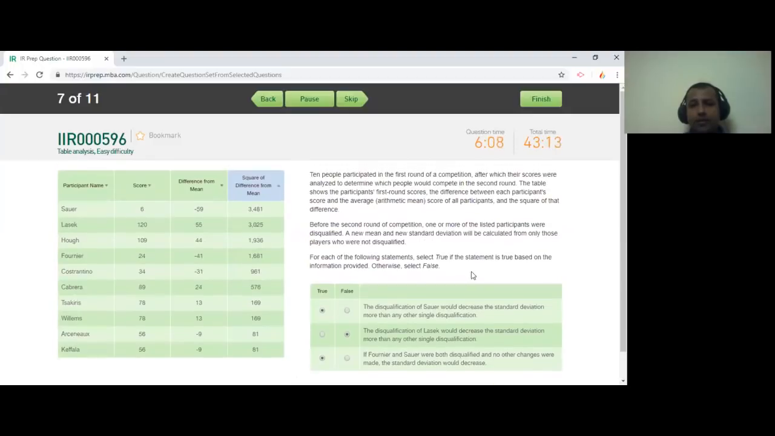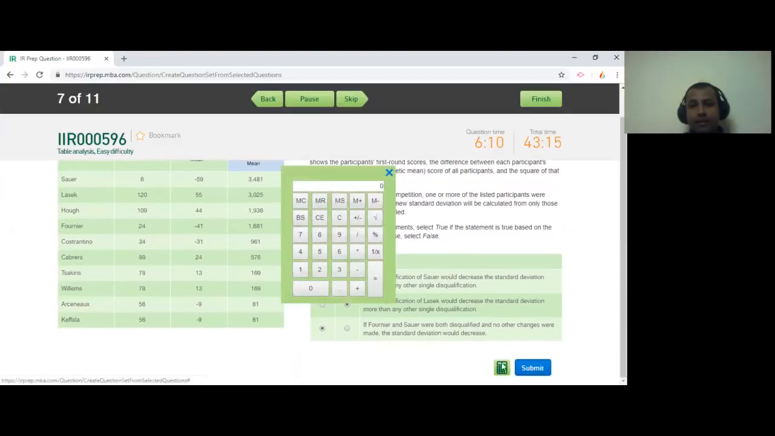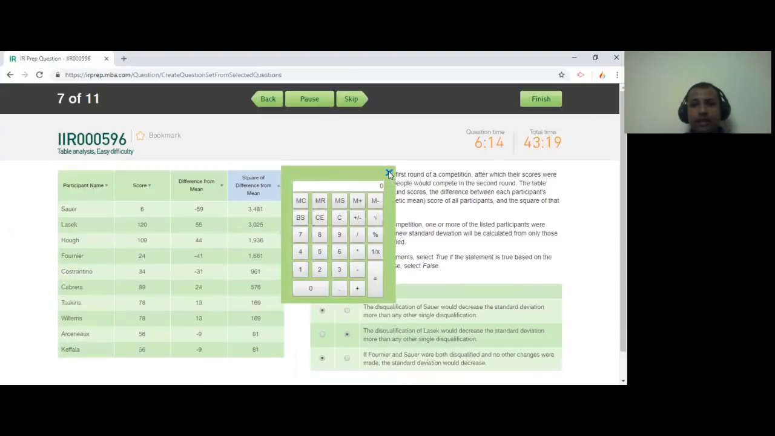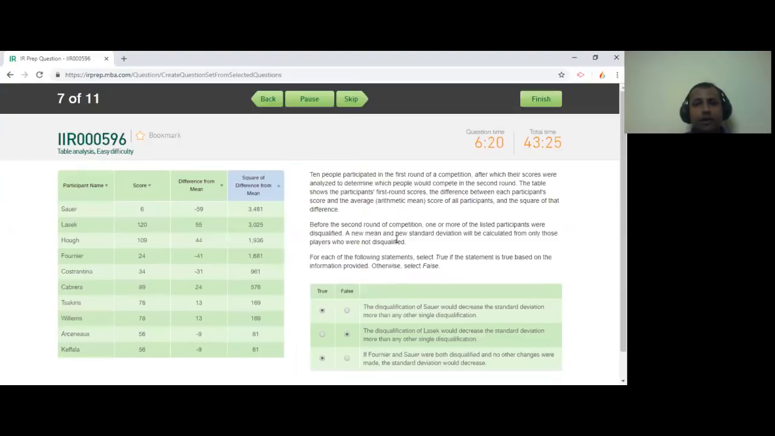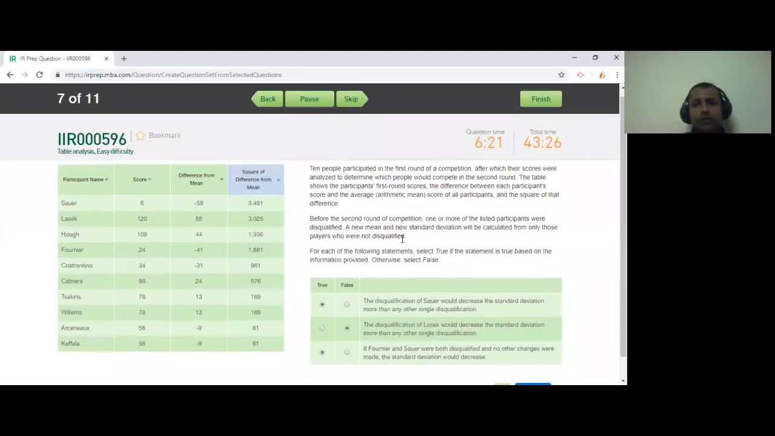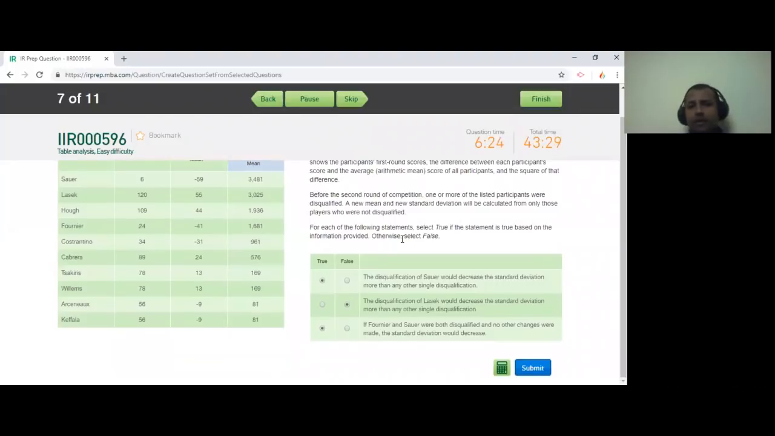So again, you have this calculator sitting down over here, but I would really advise, don't go to it. It's only going to kill your time. That's the golden rule: be very quick with numbers. If you have table and graph problems, just use your basic intuitive quick calculation skills. Those will always help you out.